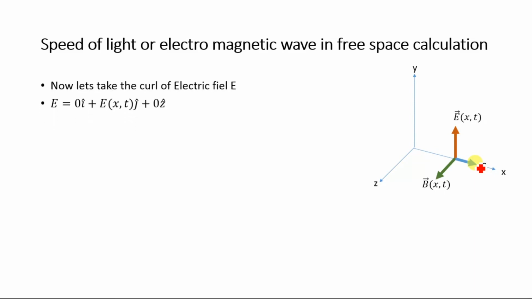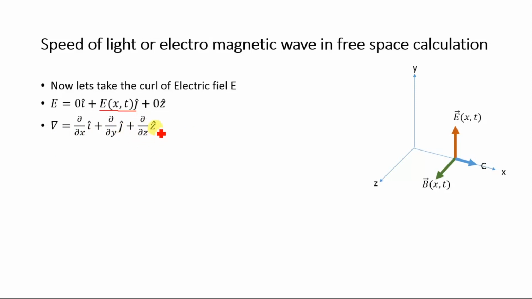Now let's take the curl of the electric field. The electric field in such a situation is equal to 0i plus Ex into j plus 0z. Here i, j, k are the unit vectors, where Ex represents the electric field. Now in this situation, you can see from this diagram, the electric field is only in the y direction. That means that the electric field is only in one axis, the y axis. Now taking the curl of this electric field, del is a vector operator, and del is equal to ∂/∂x i plus ∂/∂y j plus ∂/∂z k.